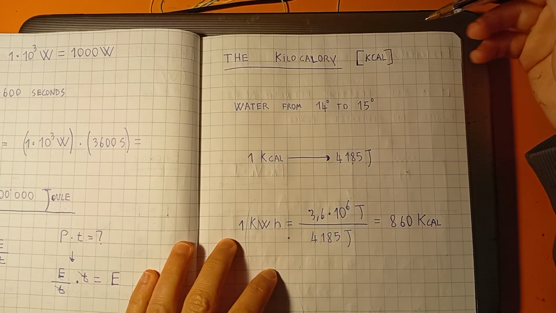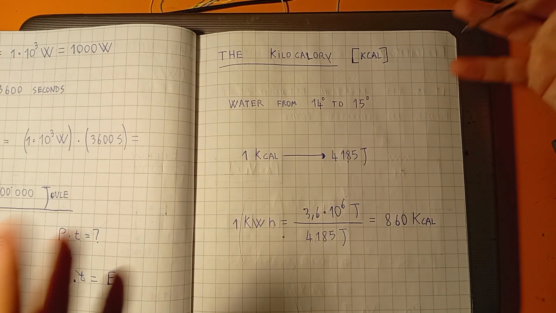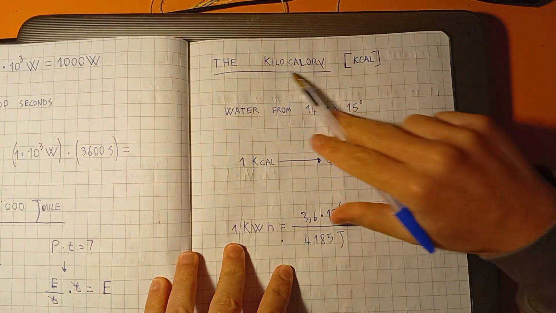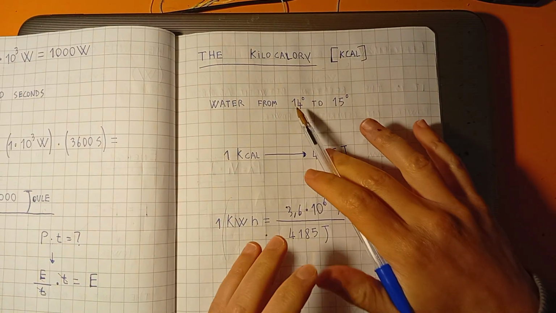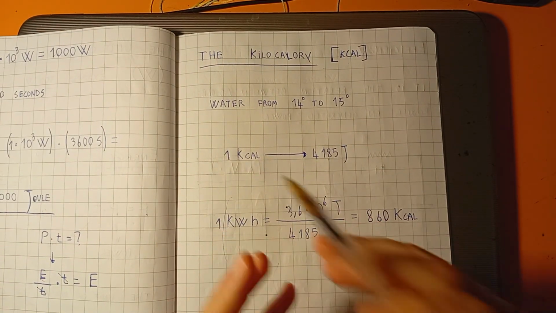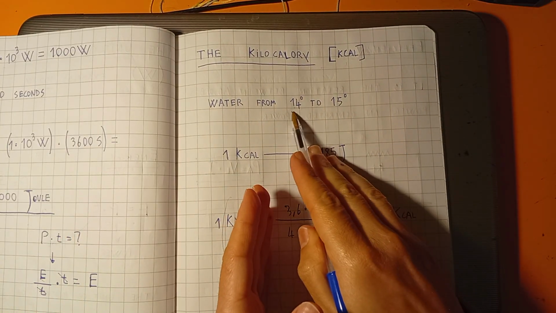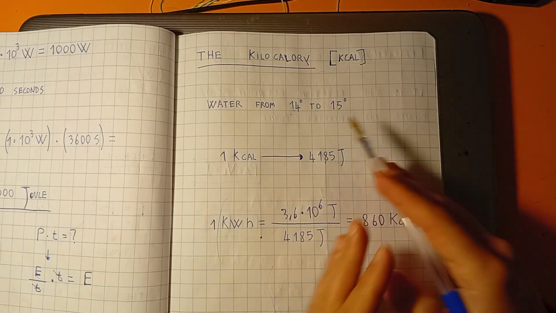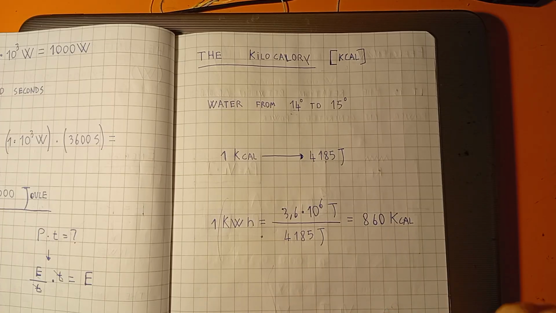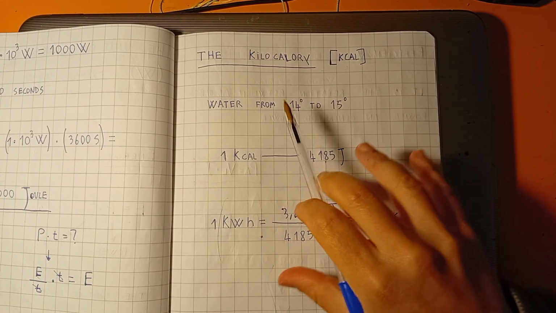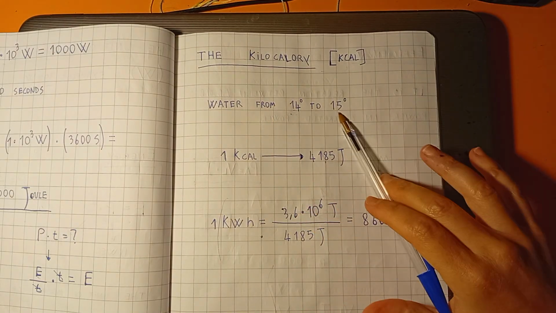Another thing that I can mention, I don't know how much you are interested in knowing this, but I'll mention this too. It is the kilocalorie. What is a kilocalorie? A kilocalorie is the energy you need to bring water from 14 degrees to 15 degrees Celsius, to warm up the water by just 1 Celsius degree, in this case 14 to 15. And this is the 1 kilocalorie, the energy you need to do this.